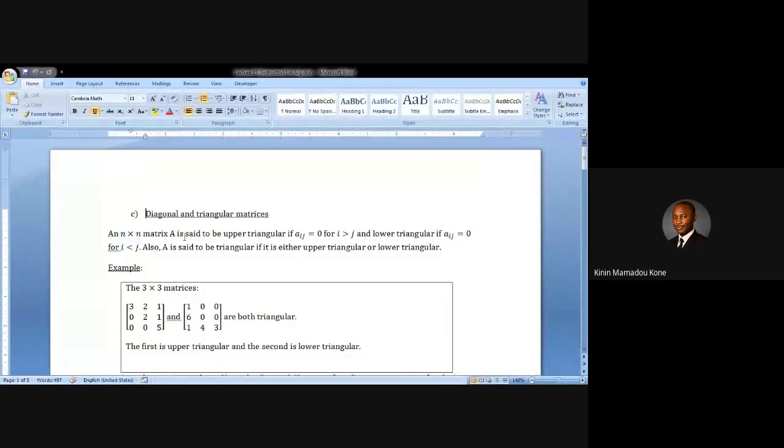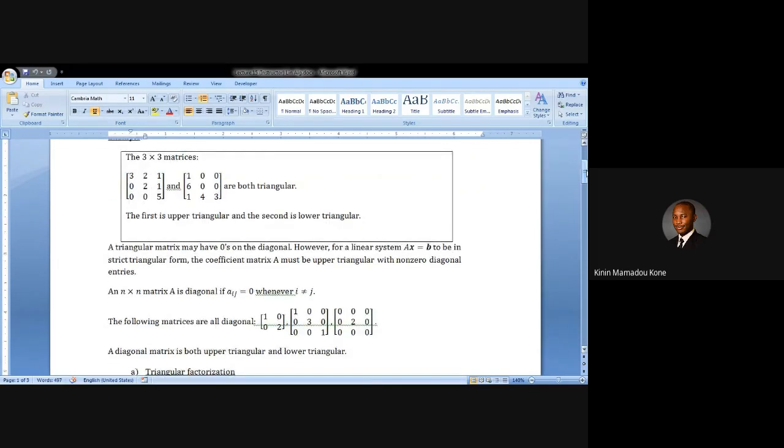An n by n matrix is said to be upper triangular if the ij entry equals 0 whenever i is greater than j, and lower triangular if the ij entry equals 0 when i is less than j. Also, A is said to be triangular if it's either upper triangular or lower triangular. Examples of these are the 3 by 3 matrices, and they're both triangular. The first is upper and the second one is lower triangular.